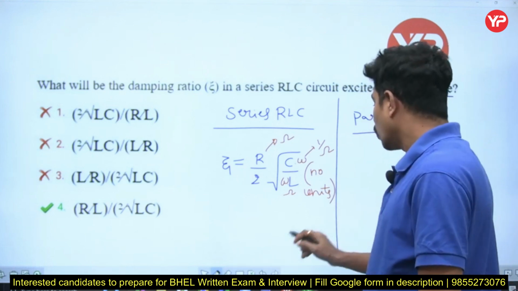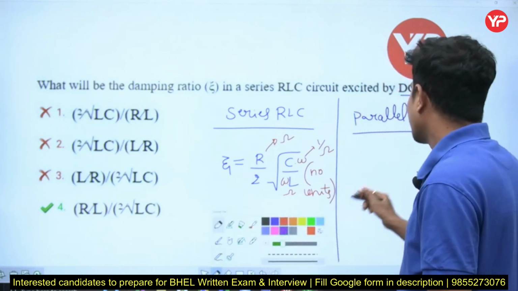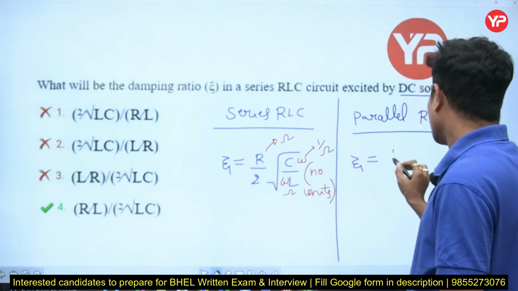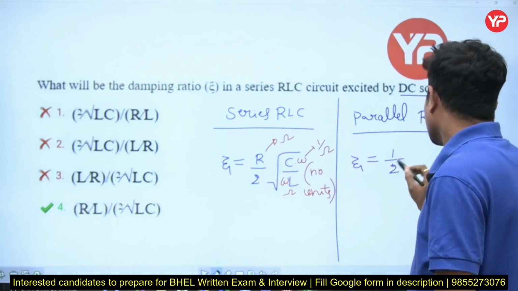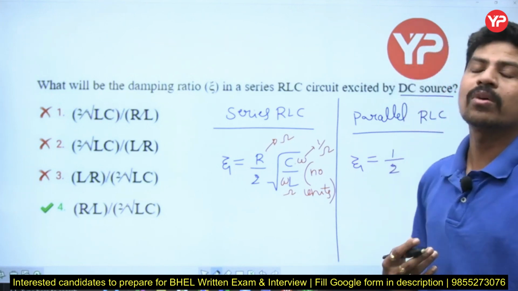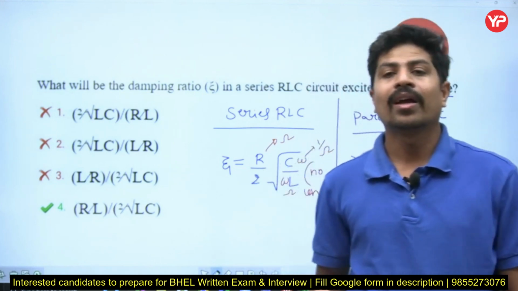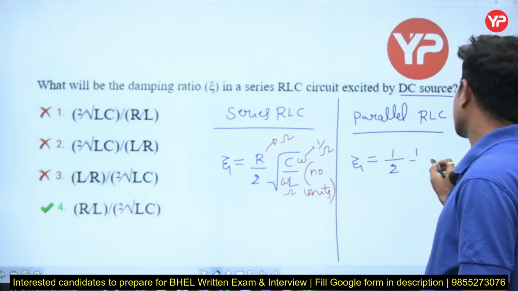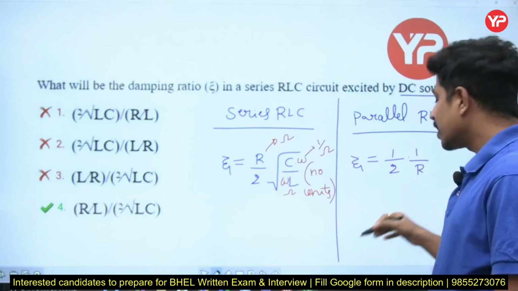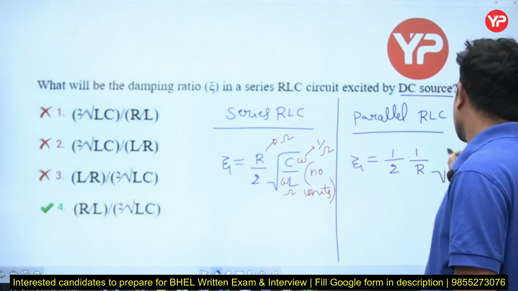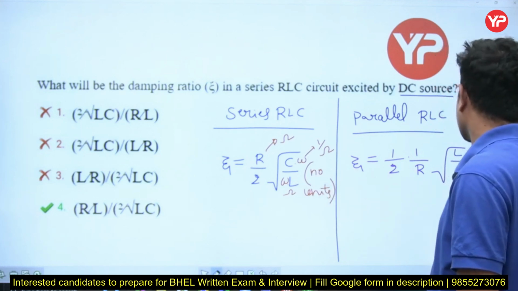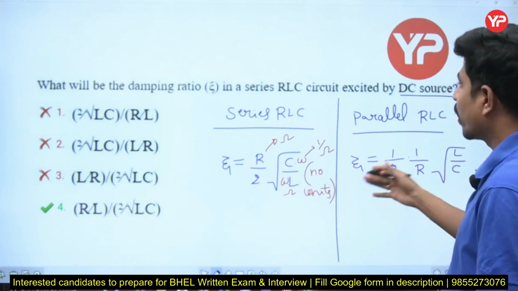Now, sir, how to get this parallel RLC formula? Zeta of parallel RLC is 1 by 2, will be as it is. In network analysis, there is a concept of duality. What is the dual of resistance? 1 by resistance is the dual, or conductance is the dual. What is the dual of capacitance? Inductance. What is the dual of inductance? Capacitance. This way you can remember.